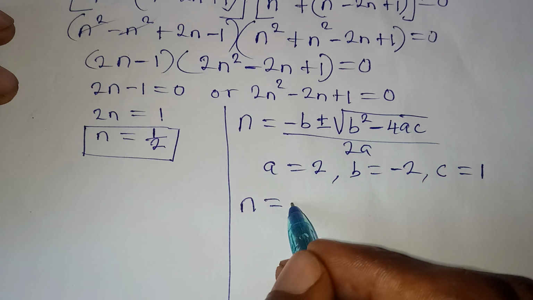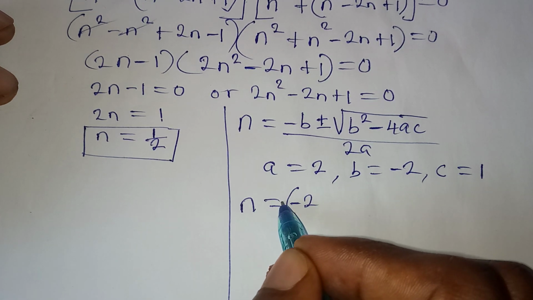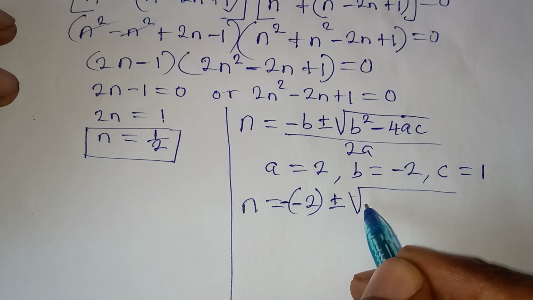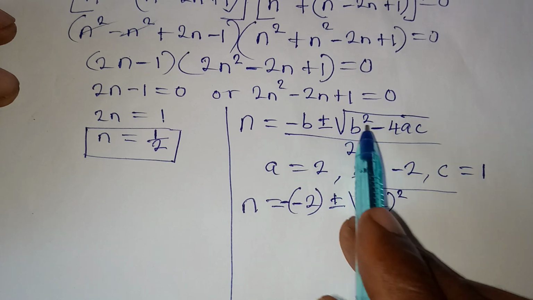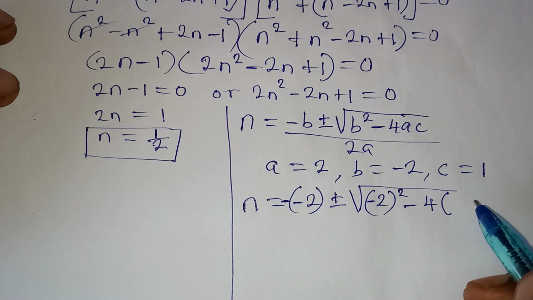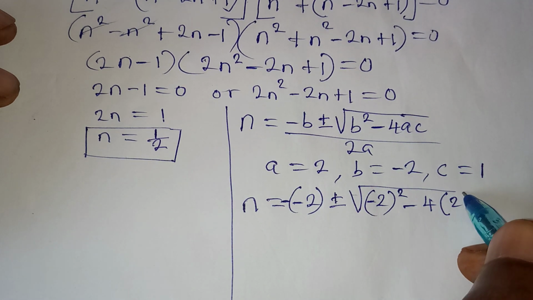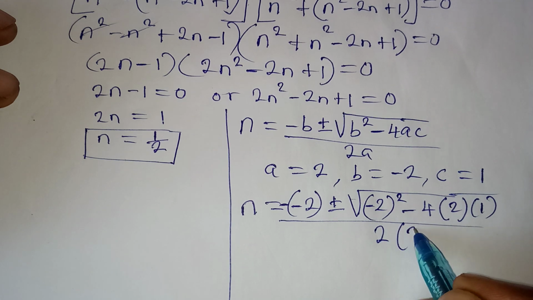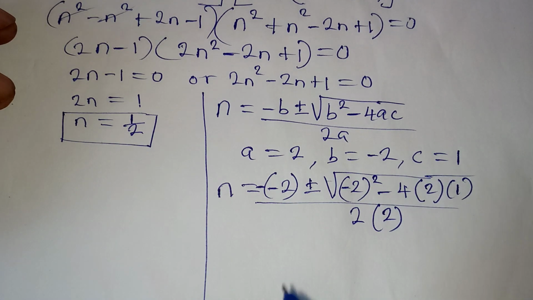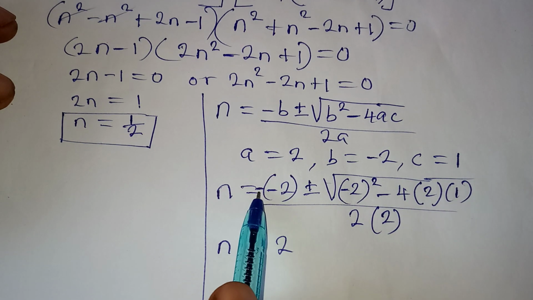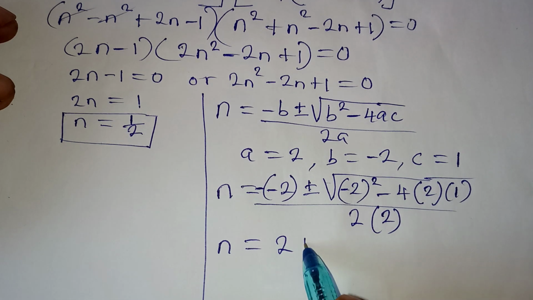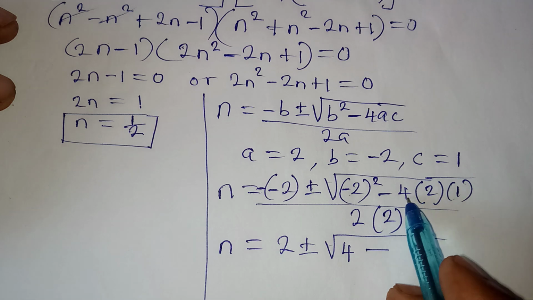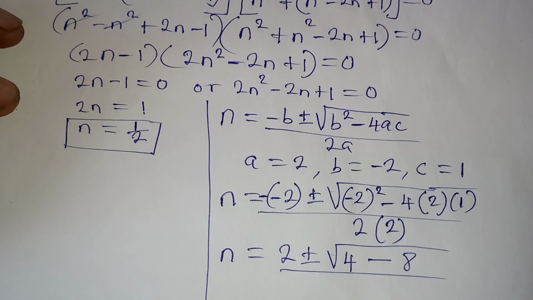So n will be equal to minus 2. Okay, in fact, we still have another negative outside. So we have minus of minus 2, then positive or negative, the square root of minus 2 squared, because b is minus 2, then minus 4 multiplied by a, which is 2, and then c is equal to 1. Then we divide the whole of this by 2 times 2, because a is 2. Now take a step further so that n will be equal to 2. Negative of minus 2 is positive, so we have plus 2, positive or negative, the square root of minus 2 squared, which is 4. Then we have minus 4 times 2 times 1, which is 8. This is all over 4.